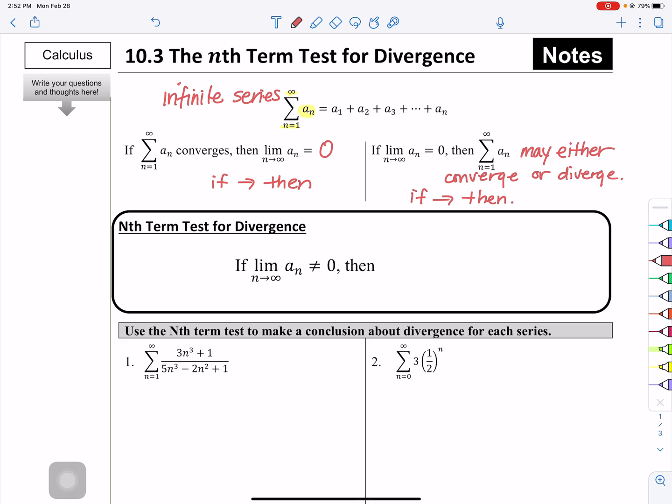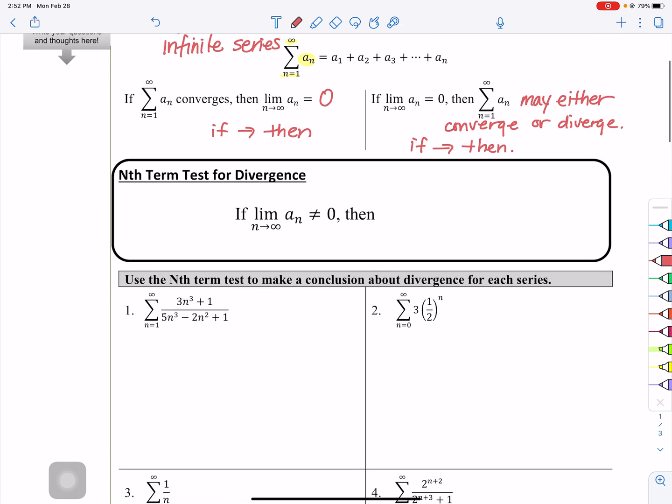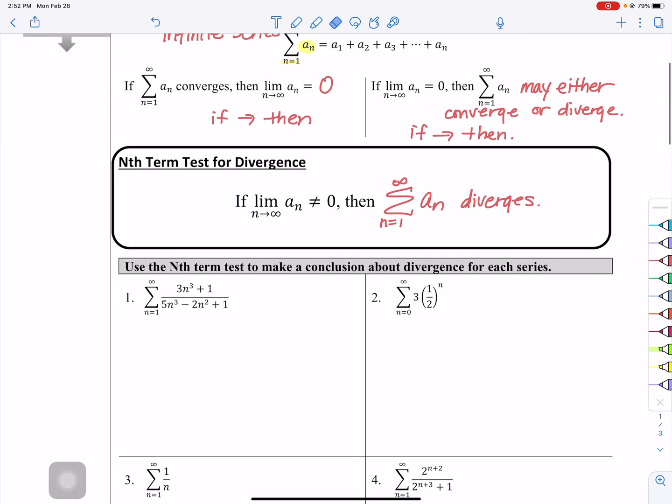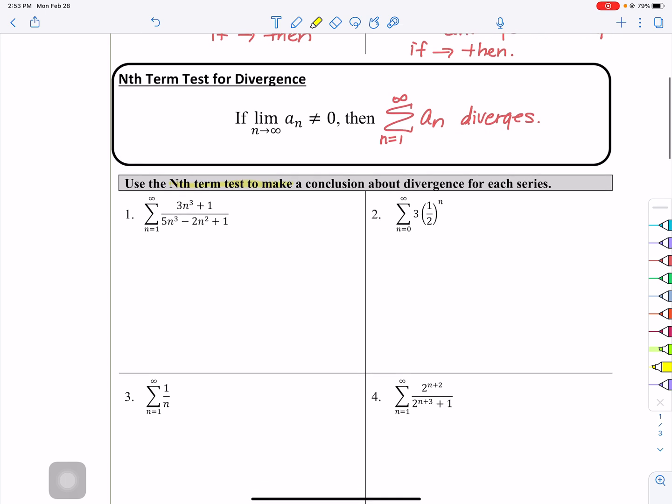That leads us to our nth term test for divergence, and it goes like this. If the limit as n approaches infinity of a sub n is not equal to 0, then the series a sub n diverges. So we will be looking at the limit of the terms of the series to see if the series diverges. Okay, let's go ahead and give this a try. Use the nth term test to make a conclusion about the divergence for each series.